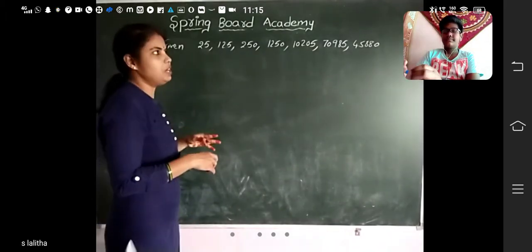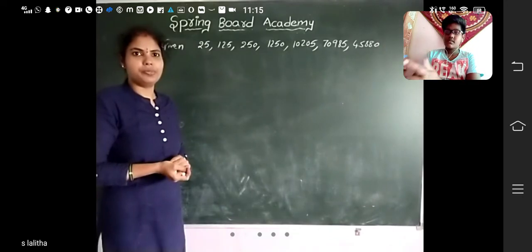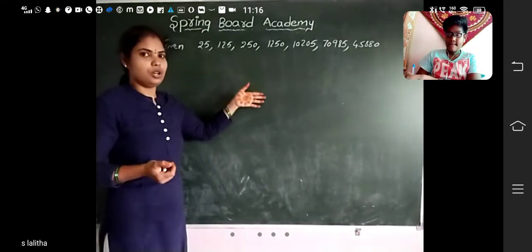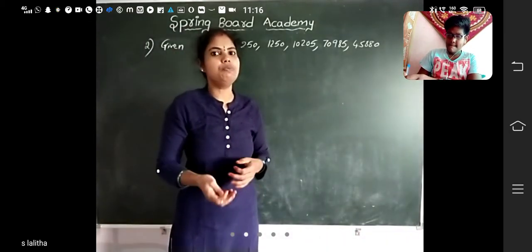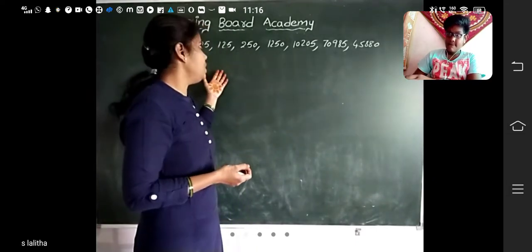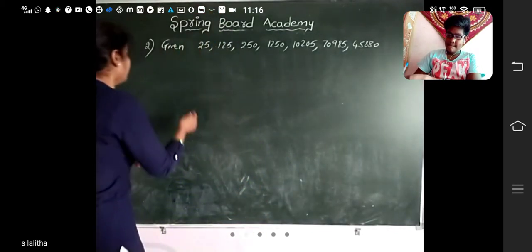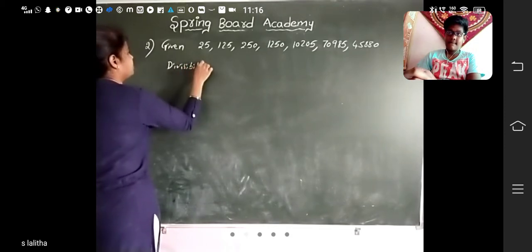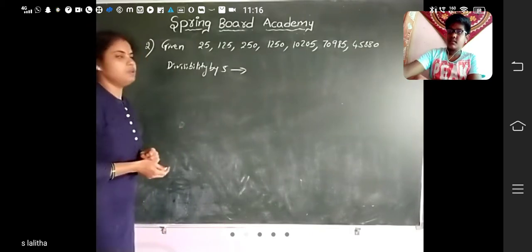What is the divisibility rule by 5, children? Yes. The number having 5 or 0 in the ones place, those numbers are divisible by 5. And divisibility by 10: the numbers which have 0 in the ones place, those numbers are divisible by 10. Okay. Now, divisibility by 5. What are those numbers?